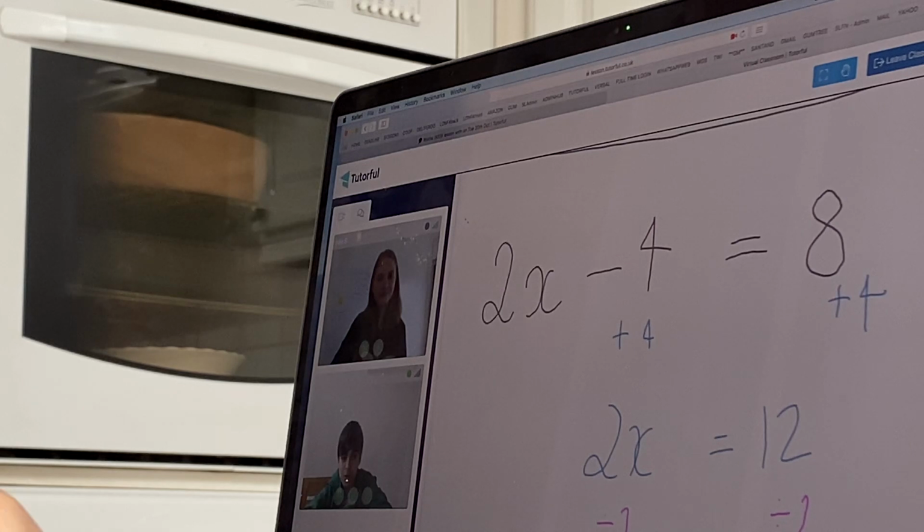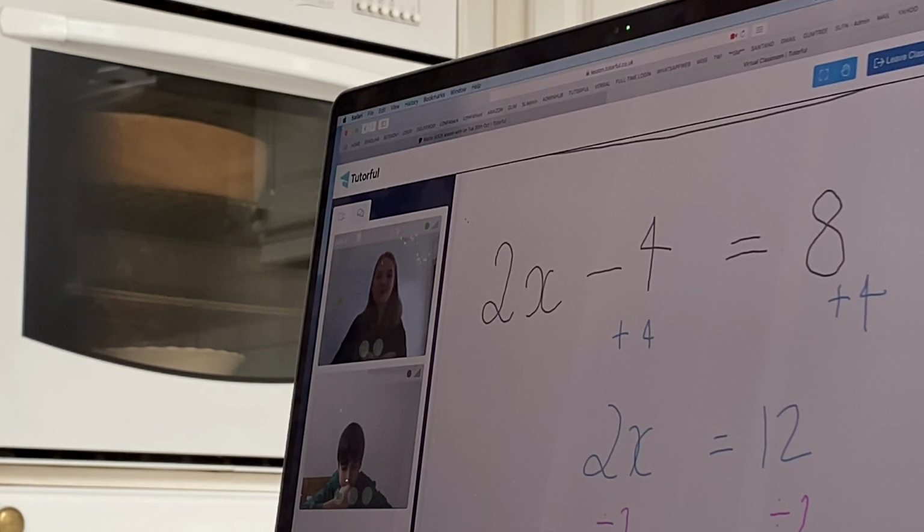Divide by 2. So 2 divided by 2 equals 1, so we have only one x. And then 12 divided by 2 becomes equal to 6. Perfect. So 1x is equal to 6, or another way to say that is just x equals 6.